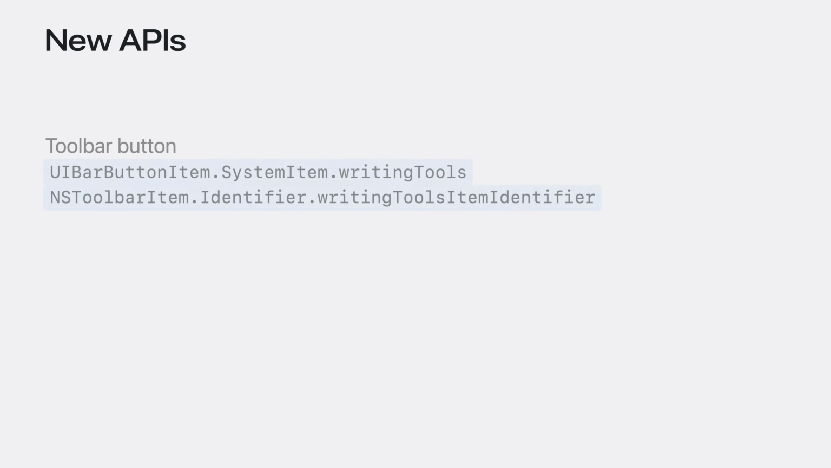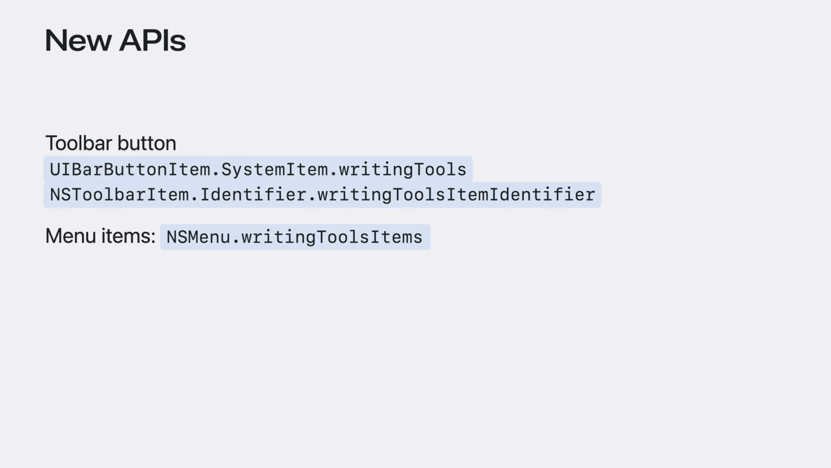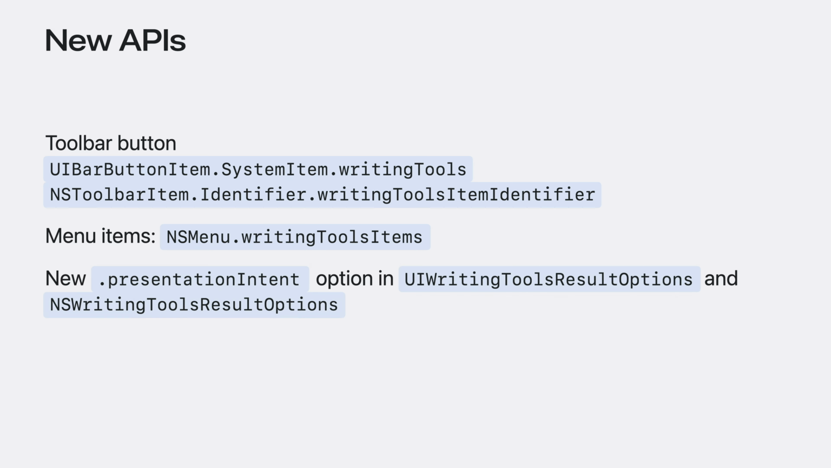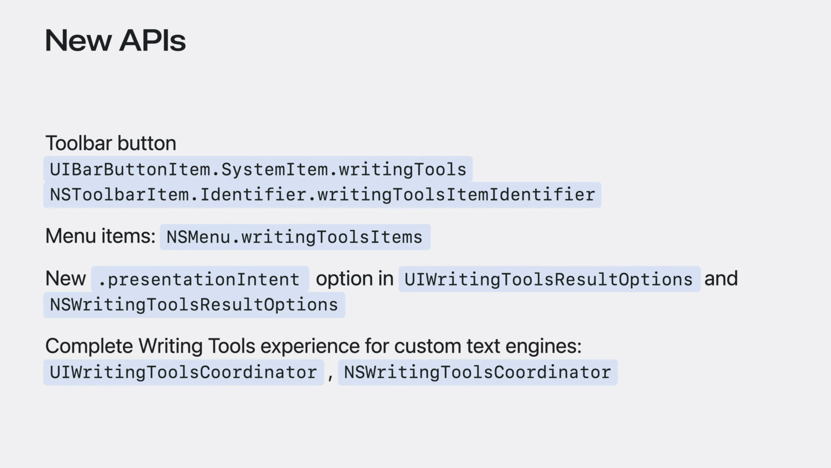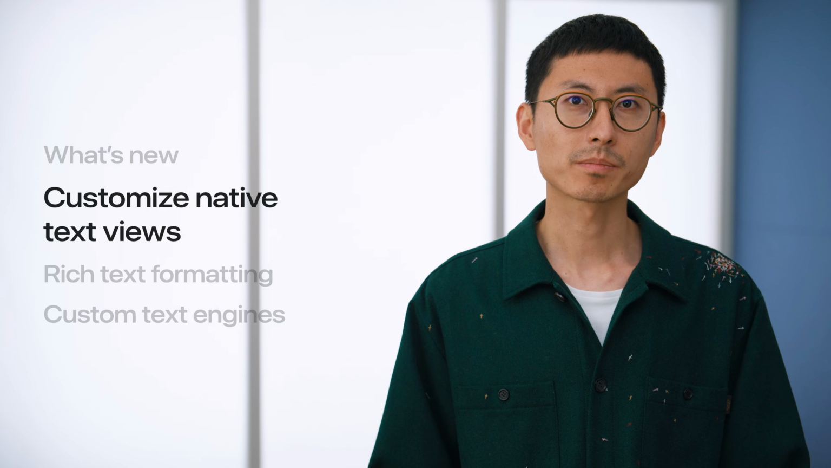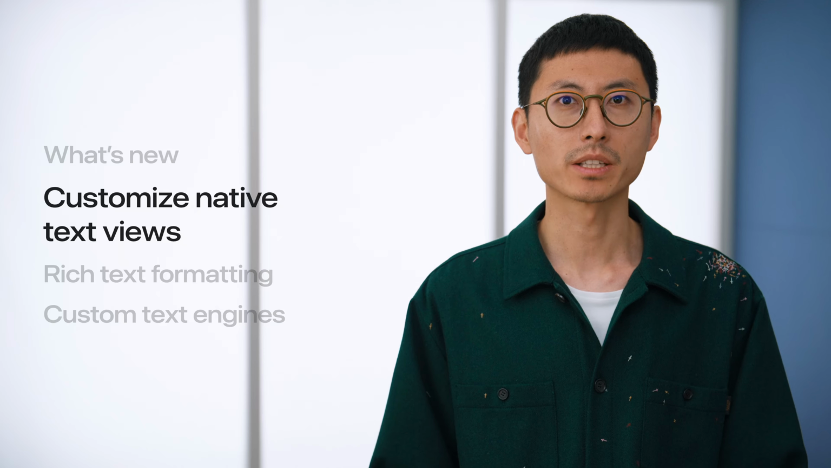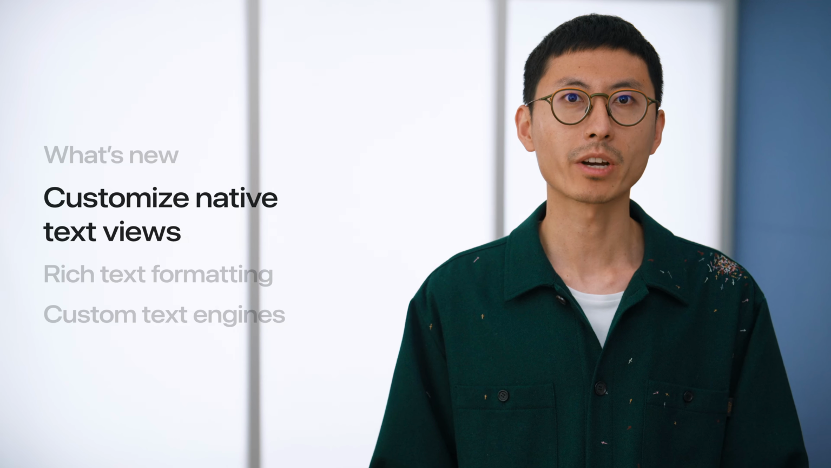We've also added a variety of APIs to help your app support writing tools. You can now get the stock toolbar button and the standard menu items. Ask writing tools to return presentation intents for rich text, or integrate the powerful writing tools coordinator into your custom text engine. We'll dive deeper into the new result options and the coordinator API later. Next up, let's talk about how to customize writing tools in native text views provided by the system.